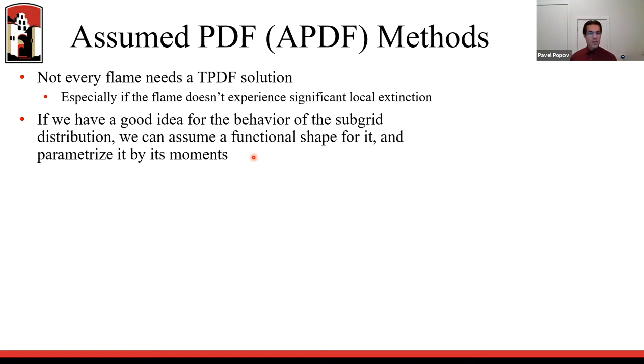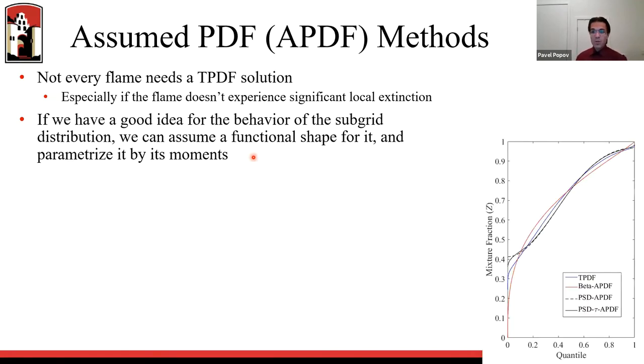So for example, the beta distribution, and then we can just solve partial differential equations for the means and variances of a specific variable, such as a mixture fraction or an appropriate variable, and those means and variances will uniquely define the subgrid distribution at a particular point.